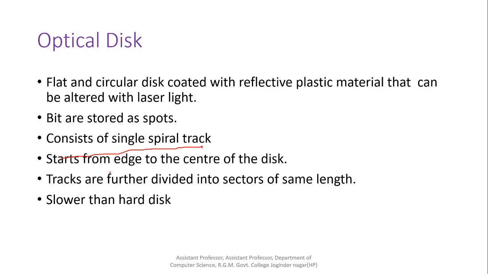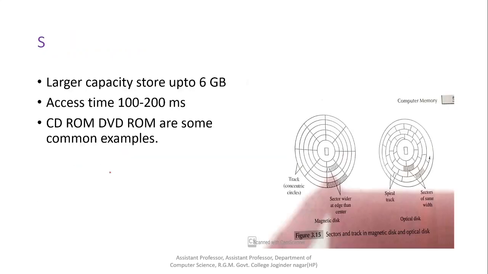Due to this spiral shape, it can access a large amount of data sequentially, for example, music and video. The random access of an optical disc is slower than a magnetic disc due to the spiral shape. In this diagram of an optical disc, the tracks are further divided into sectors which are of the same length. So each sector is of the same size in an optical disc.